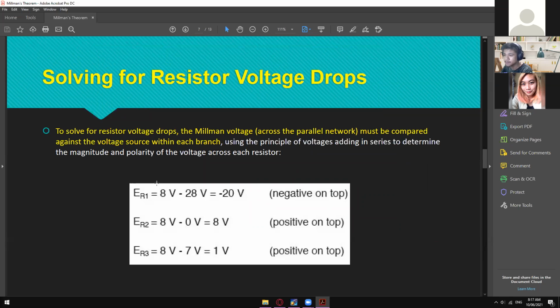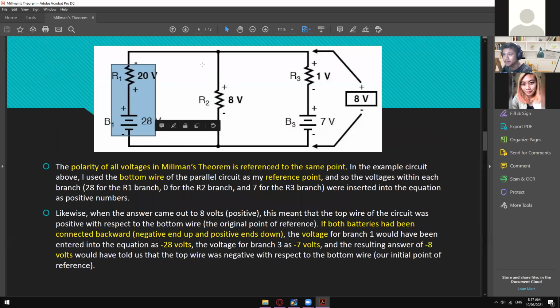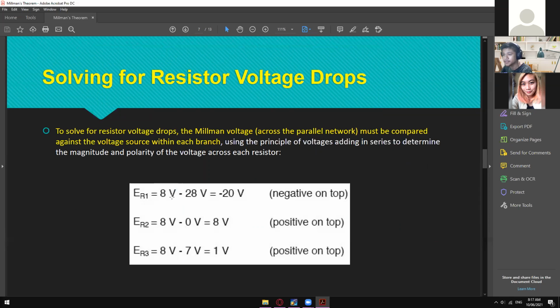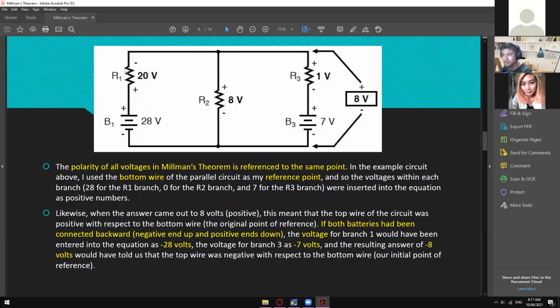In here, we simply take that voltage and then deduct all the voltage sources on the entire circuit. As you can see right here, we have positive 8 volts all throughout, and then we deduct everything from our voltage branches right here. So 8 minus 28 is negative 20 volts. That's an indicator that we have a negative 20 volts right here.